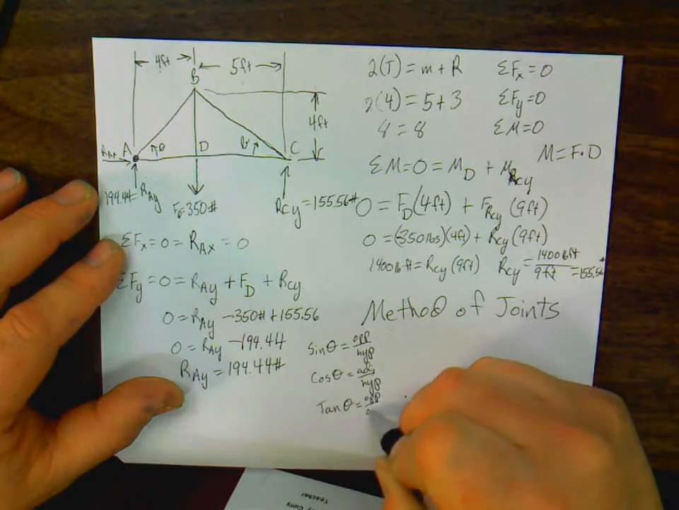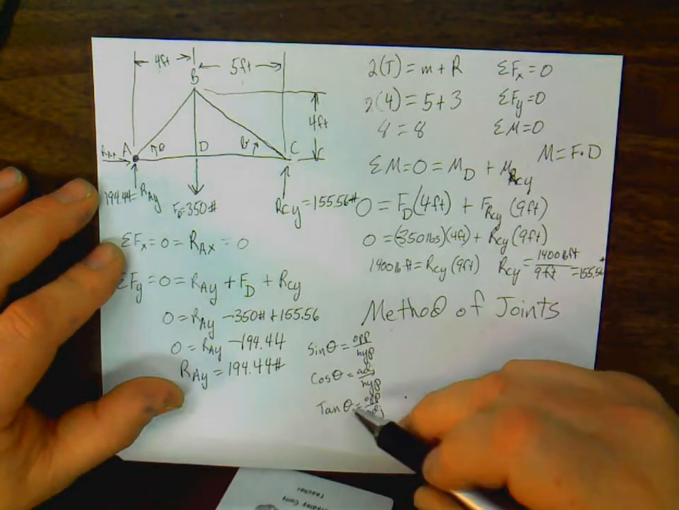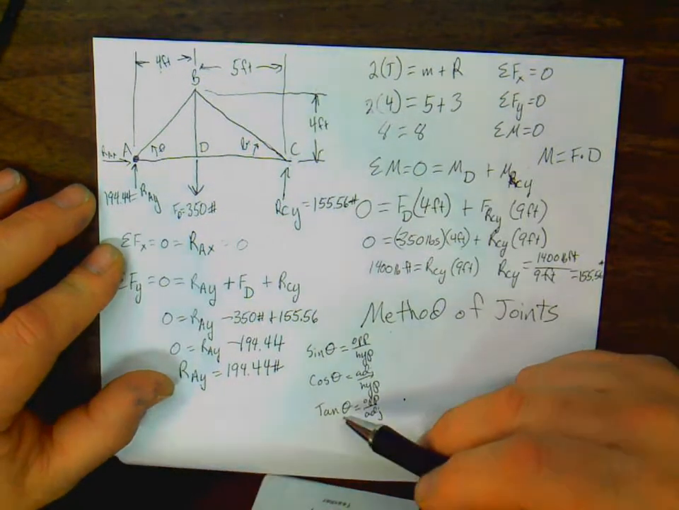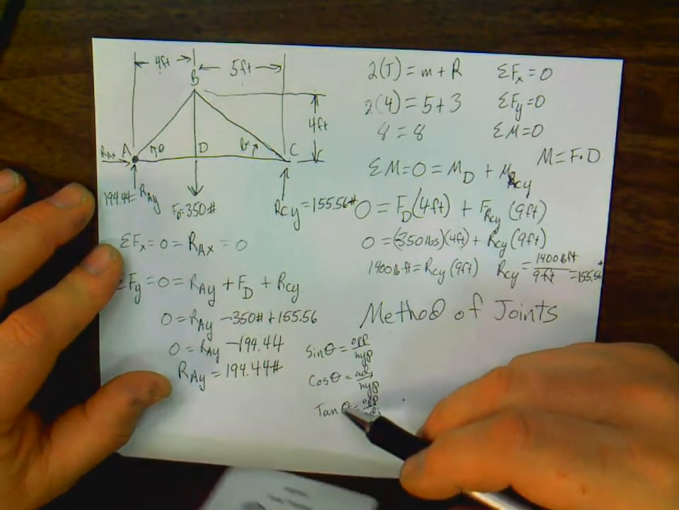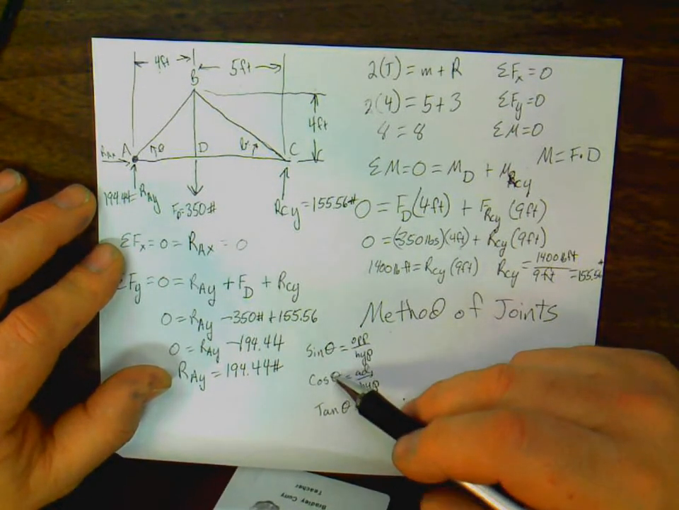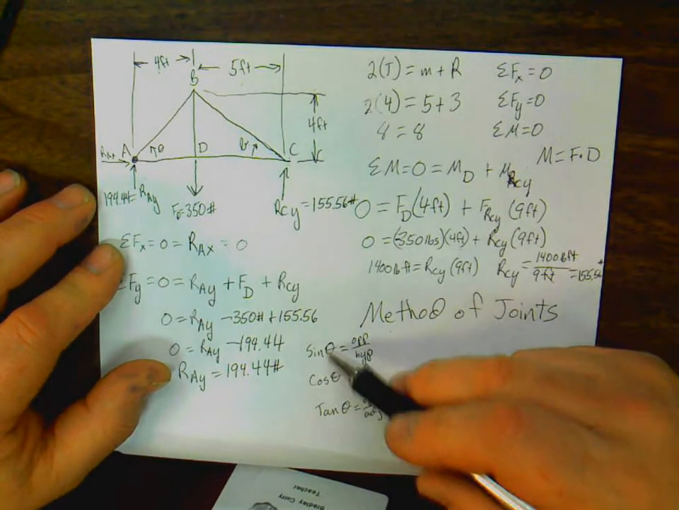Now, it doesn't have to be theta. It can be beta. It can be gamma. It can be iota. It can be whatever you want to name that angle. But in this case, in most math classes, we use theta just as a common one. So we're going to do this.